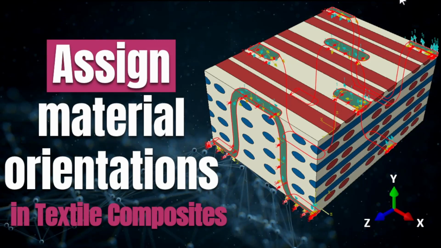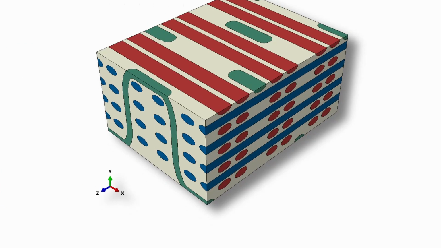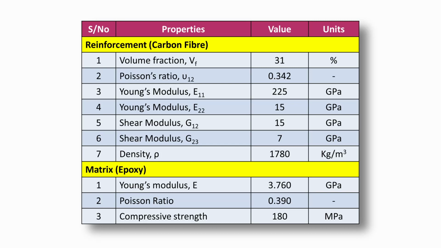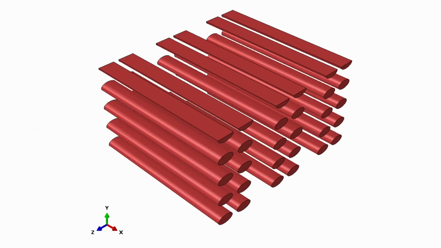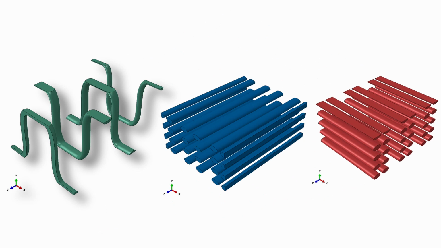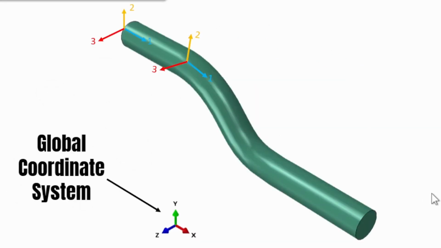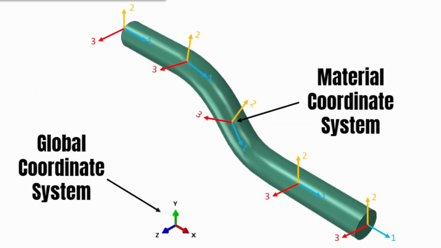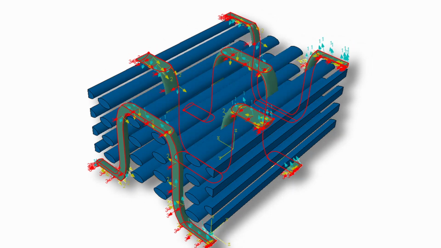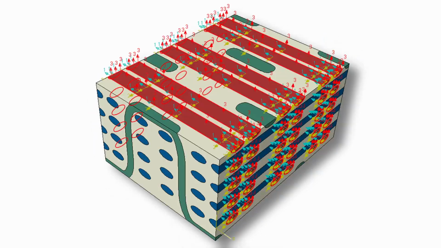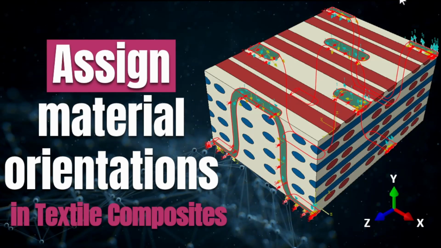So you have set up the virtual domain for your textile composite. You have the right material of the yarn and you know how to apply the correct boundary condition for your simulation. But do you know that if you do not correctly assign the material rotation to the binder, the weft and the warp yarns, then the whole model prediction will be disastrously wrong? Relax, I will show you how to do this in this video, so let us sit back as we get started with this modeling.